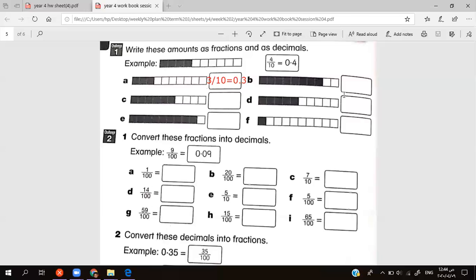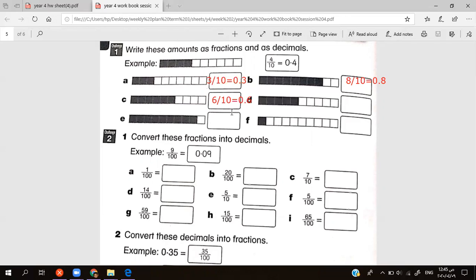I'll do number B. How many are colored? 8. 8 from how many? From 10. So it's 8 over 10. And as a decimal, my decimal will move only one place because it's divided by 10. So it's going to be 0.8. Let's do number C. How many are colored? 6. 6 from how many? From 10. So my fraction is 6 over 10. My decimal will only move one place, so it's going to be 0.6 because it's divided by 10.